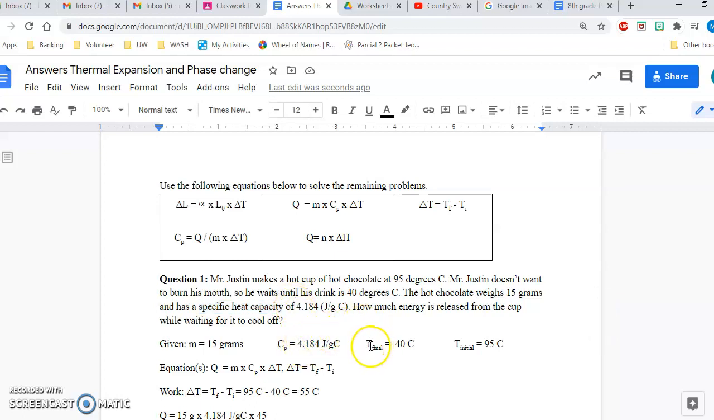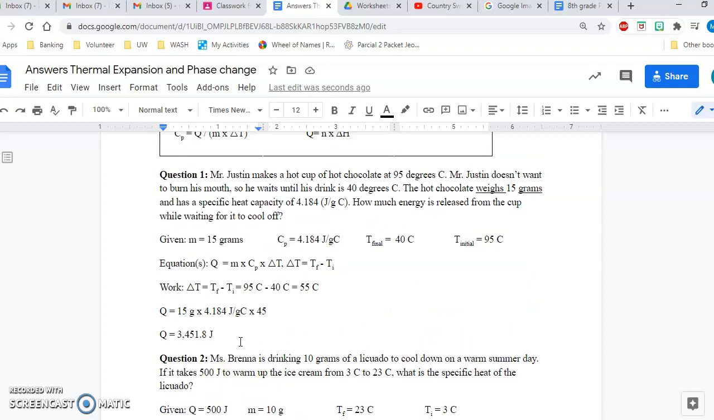And then our temperature final, or our TF, is where we stop. So final is kind of like the end. Where we're going to stop, we're stopping at 40 degrees this time. And our initial is where we start at, is 95. So now once we have these variables already labeled, we can put them into some of our equations here.